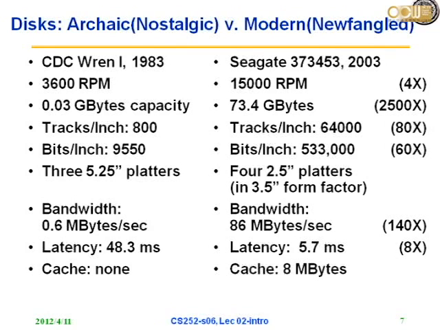The Seagate newfangled disk has these numbers. The only numbers I want you to pay attention to is the latency has increased by 8 times, yet the bandwidth has increased by much more than 8 times. Why is that? Parallelism. If you can take advantage of parallelism, then you can increase the bandwidth much more. Should I say parallelism for disk? Maybe not.